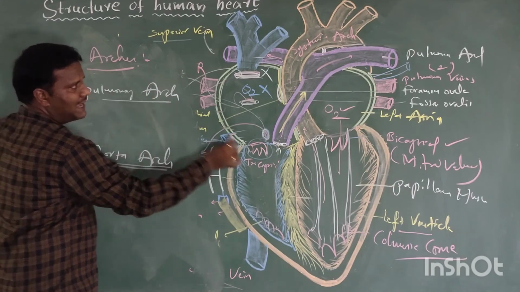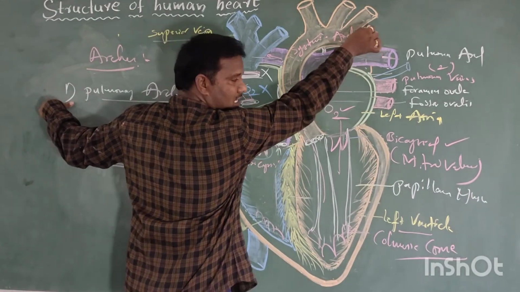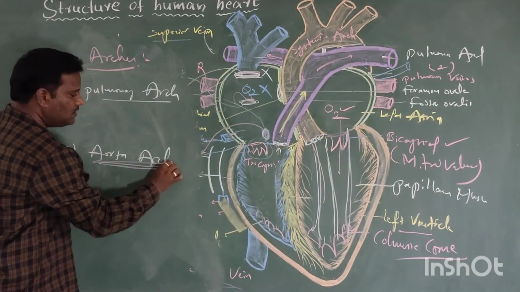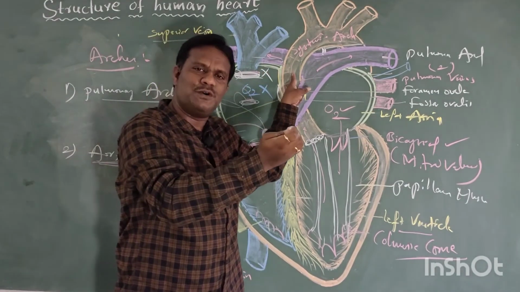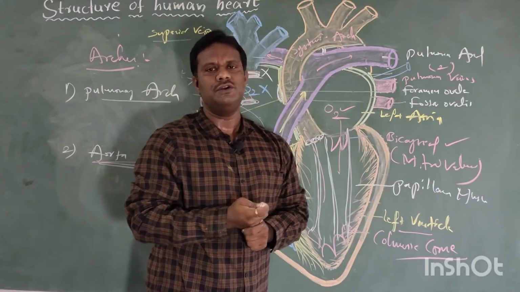The pulmonary arch carries waste blood directly to the lungs, and the aorta arch, or systemic arch, transports fresh blood to each and every cell in humans.